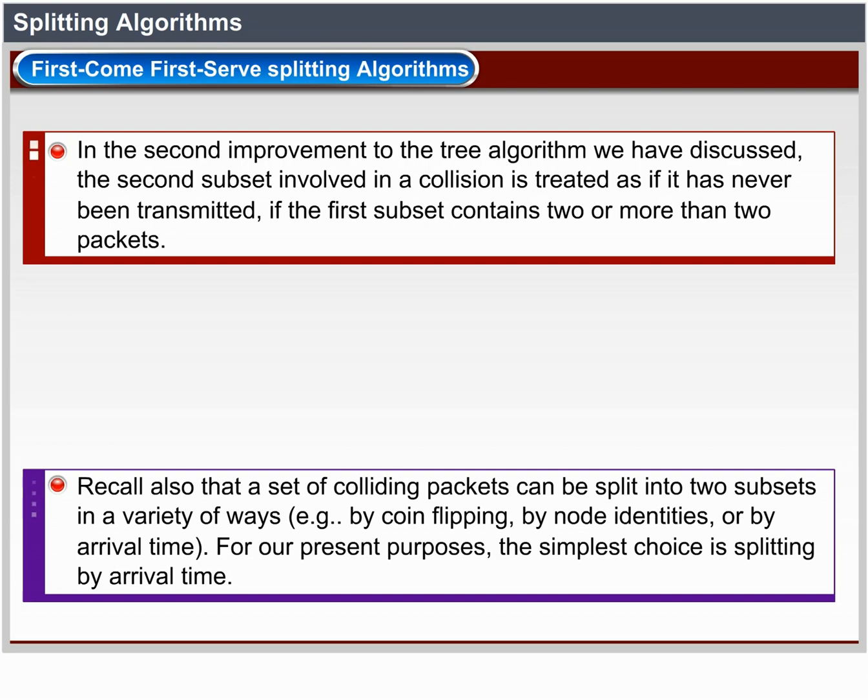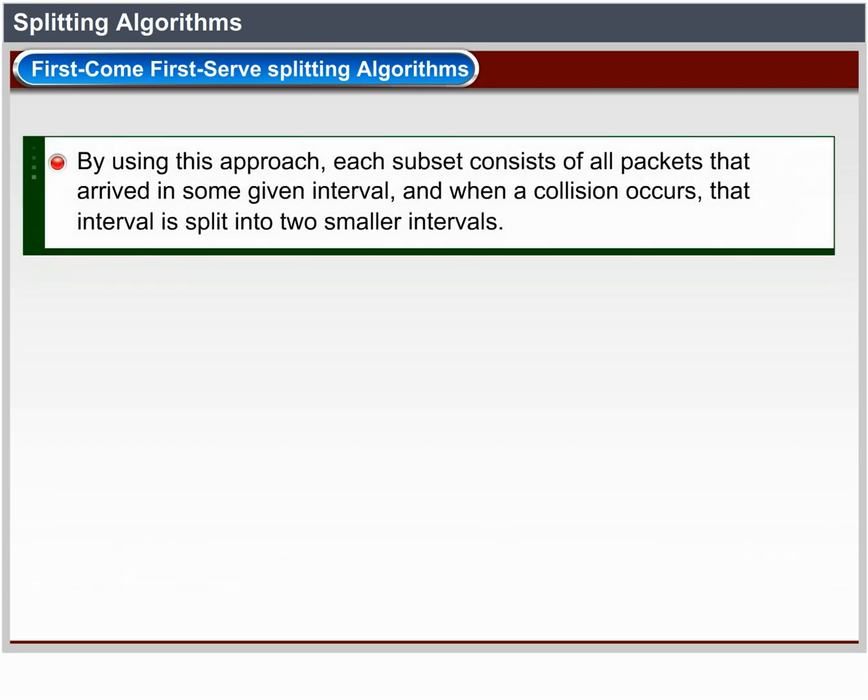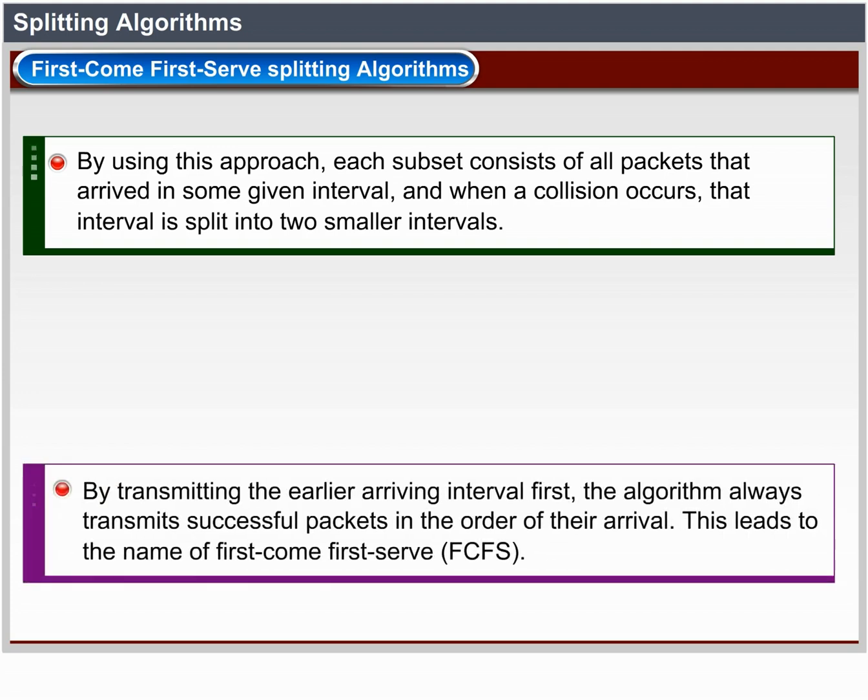By using this approach, each subset will consist of all packets that arrived in some given interval, and when a collision occurs, that interval will be split into two smaller intervals. By always transmitting the earlier arriving interval first, the algorithm will always transmit successful packets in the order of their arrival, leading to the name first come, first serve, FCFS.